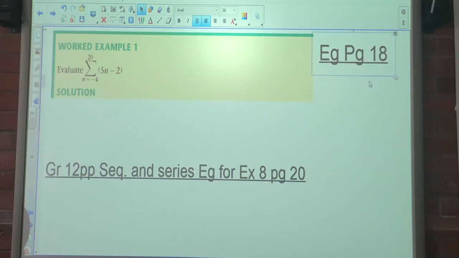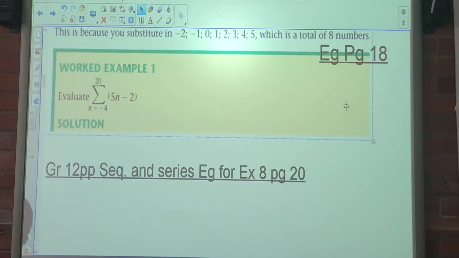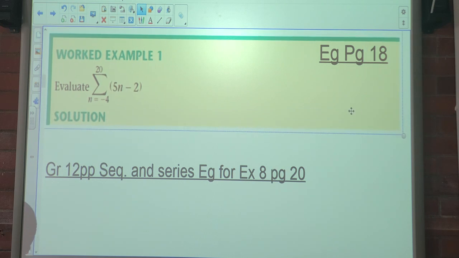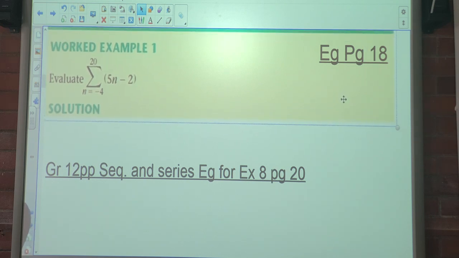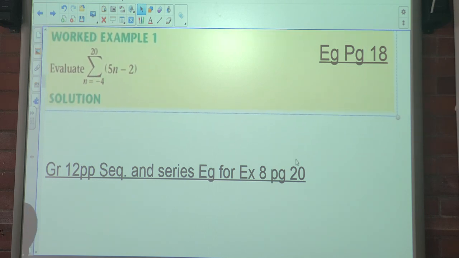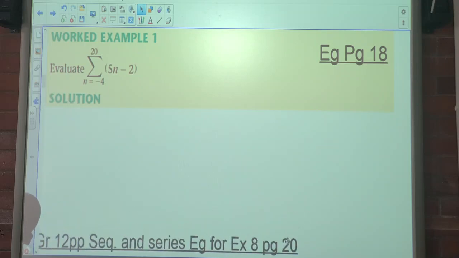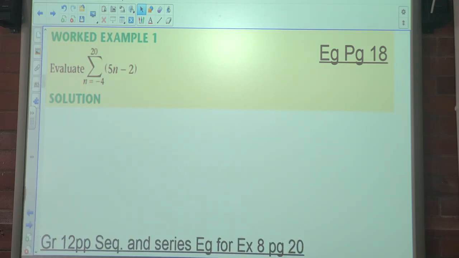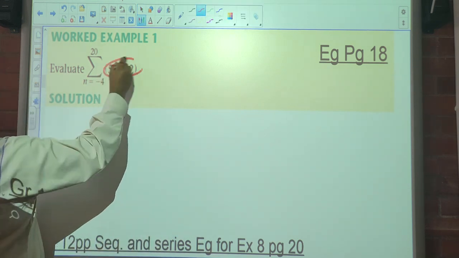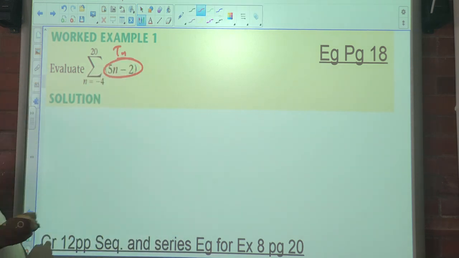People are looking at the example on page 18. Make this a bit bigger. You can see clearly what the question is. This is worked example 1 on page 18. This is for exercise 8 on page 20. Right, so here it says evaluate. Where do we start? We start where n is equal to negative 4. Where do we end? 20. And this here, what is this? The general term.